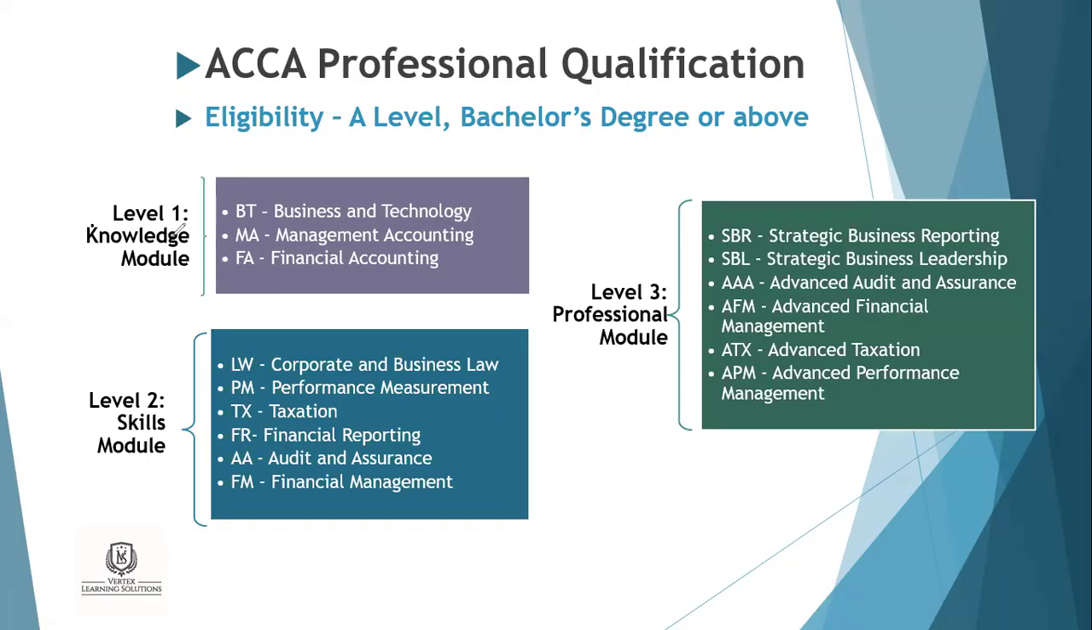When you pass this level one, then you can go and give papers for the skill module, and afterwards, in the end, the strategic module. This is also called the P level professional module, level 3. Specifically today, we are going to discuss the knowledge module. That's why I'm not going into details of the skill module papers and the professional P level papers. These are the papers that I'm going to discuss about applied knowledge.